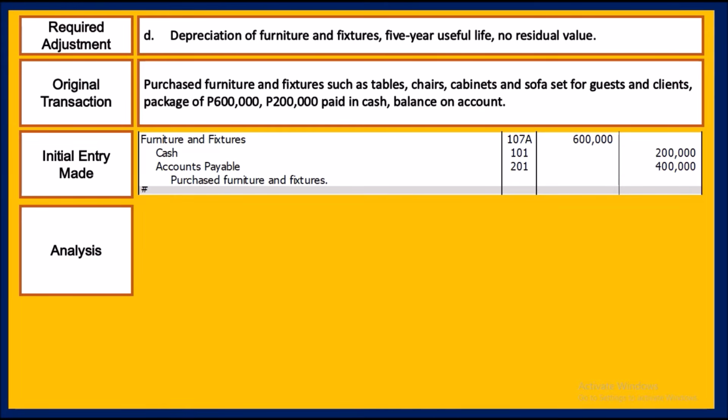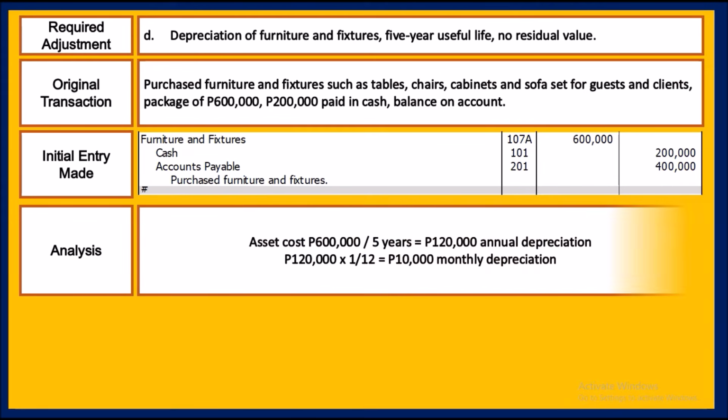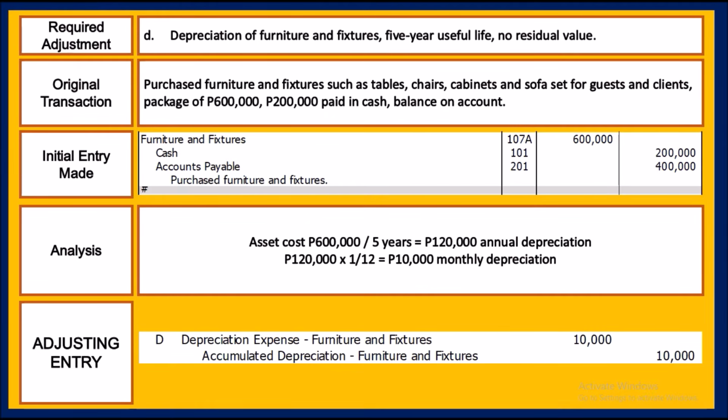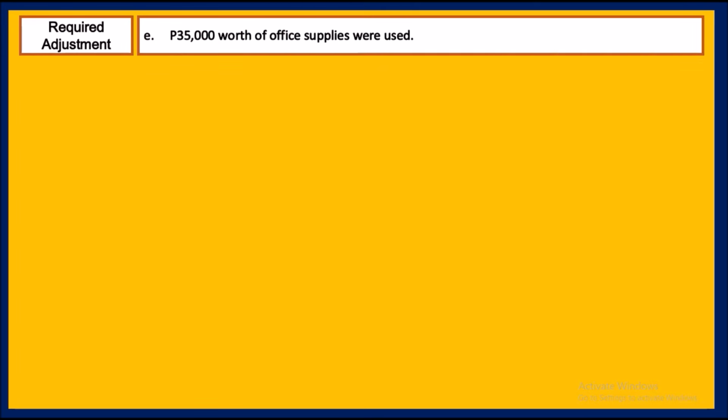Okay? So, our analysis for the depreciation would still be the same. So, asset cost, diretso nating i-divide sa 5 years kasi wala siyang residual value. So, your annual depreciation is 120,000. However, again, we are just dealing with a month. So, 120,000 times 1 over 12 is 10,000 pesos monthly depreciation. So, your adjusting entry becomes debit depreciation expense, furniture and fixtures, 10,000, and then credit accumulated depreciation, furniture and fixtures, 10,000.